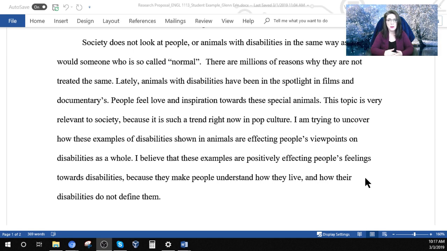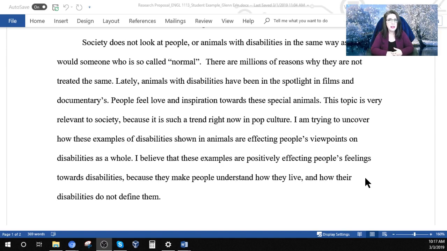Now again, we have some misspelling and some grammatical and mechanical errors, but I really don't want to focus in on that. I want to focus in on how she took the project statement, applied it in her significance statement, and how she's starting to get into the argumentative mode.